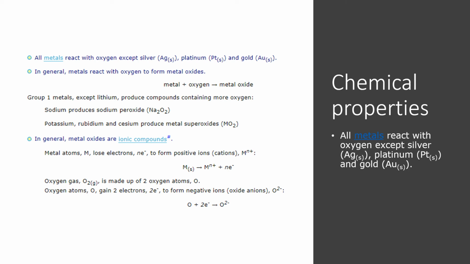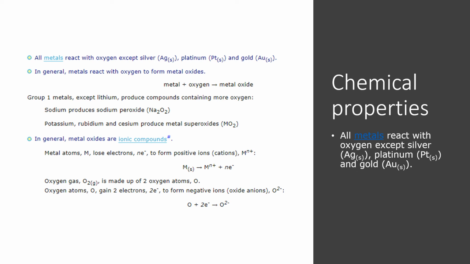Group 1 metals except lithium produce compounds containing more oxygen. Sodium produces sodium peroxide Na2O2. Potassium, rubidium, and cesium Cs produce metal superoxides MO2. In general, metal oxides are ionic compounds because they are composed of a positively charged metal ion and a negatively charged ion O2 minus, because oxygen is a non-metal.